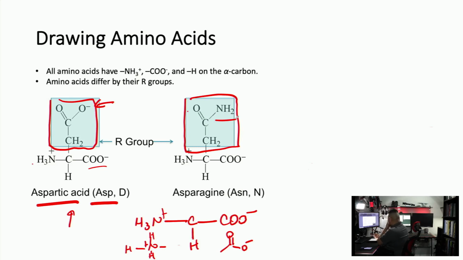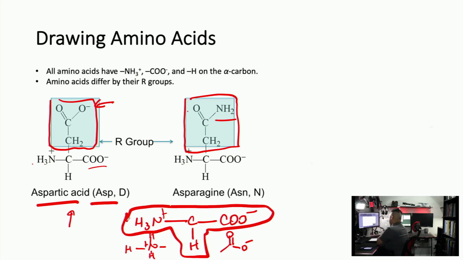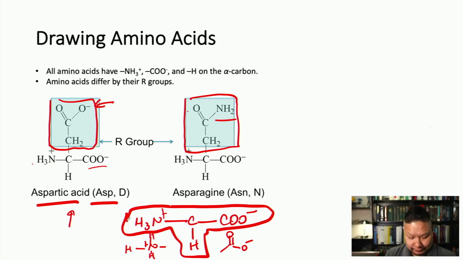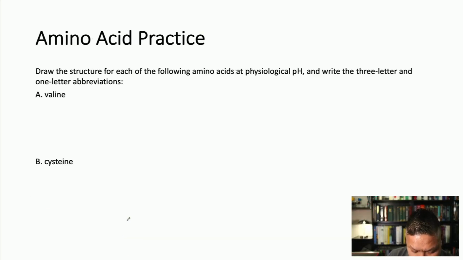So when you're drawing amino acids, not to say that you will have to draw amino acids, but if you ever draw an amino acid, just remember you have to have this part first. It's not the most important part, but it's the backbone of the amino acid. And then the R group is the important part of the amino acid because that's the business end. That's what does things. Some don't do anything at all, actually. So, amino acid practice.